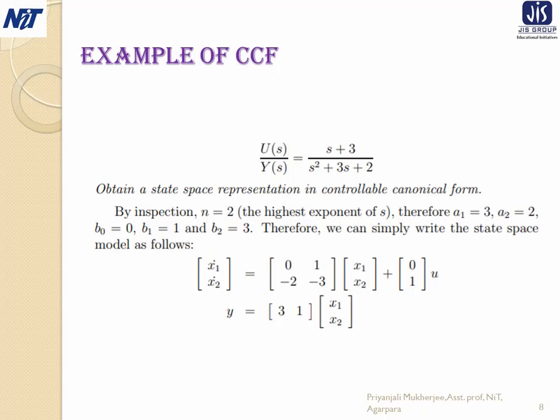Next, if we consider the output equation, we can find y is equal to bn minus b0 into an. That will be the first term. So bn, here n is equal to 2, so b2 is equal to 3, and then the next term is bn minus 1, here n minus 1 is equal to 1, so b1 becomes 1. So the C matrix becomes [3 1]. So by inspection we can easily find out the controllable canonical form from the given transfer function.